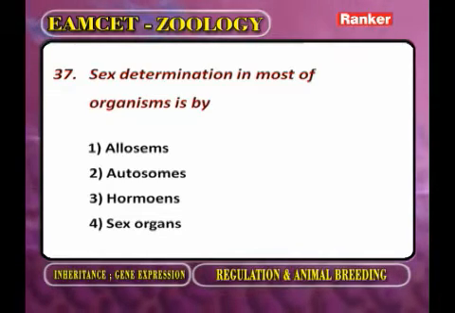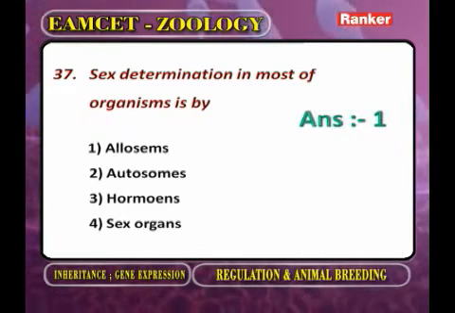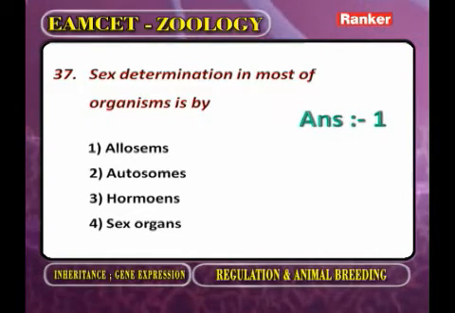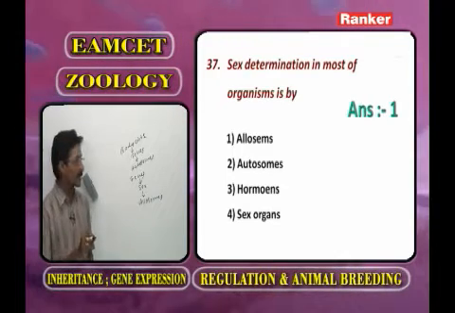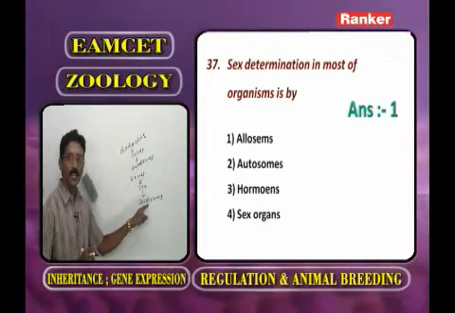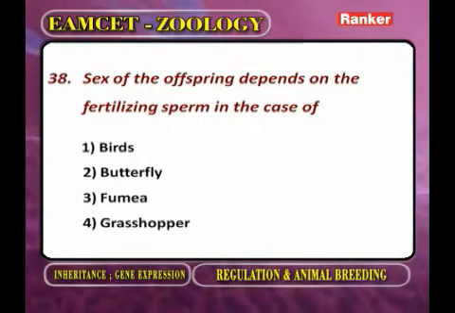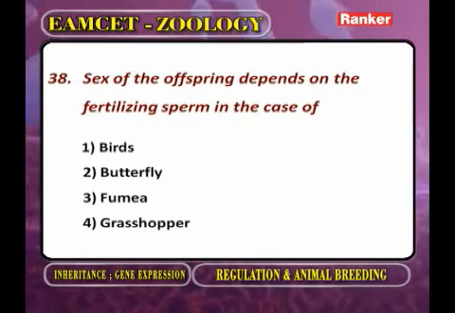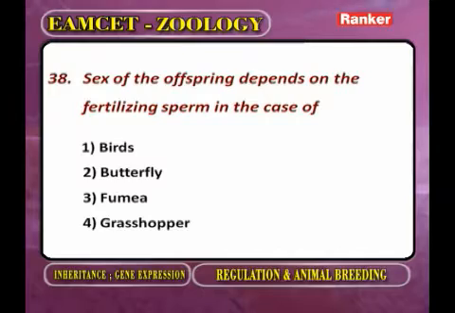What about the autosomes? On autosomes the genes for body characters are present. What about the hormones? For the sex differentiation, what are required hormones? But here sex determination is by allosomes or sex chromosomes. Now the next question is: sex of the offspring depends on fertilizing the sperm in case of.